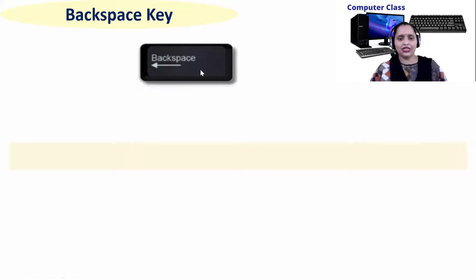See this key. What is the name of this key? Backspace key.